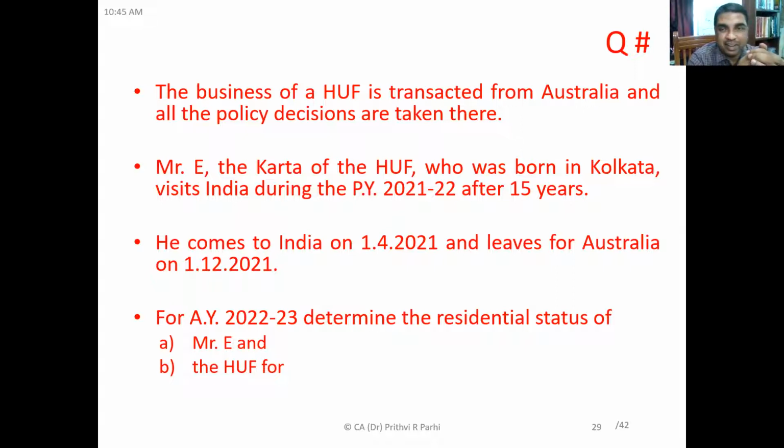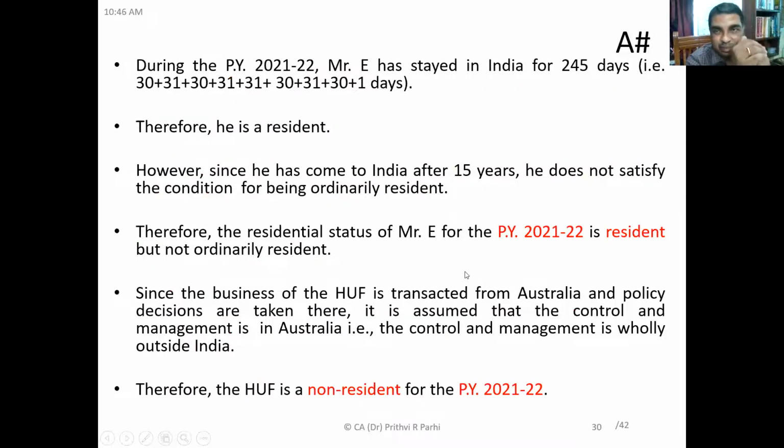He is visiting India in the previous year 21-22, and this is after 15 years. That is, he was staying in Australia and coming to India. He comes on 1/4/21 and leaves for Australia on 1/12/21. He comes in the month of April and leaves on December 1st. So let us see how to calculate.